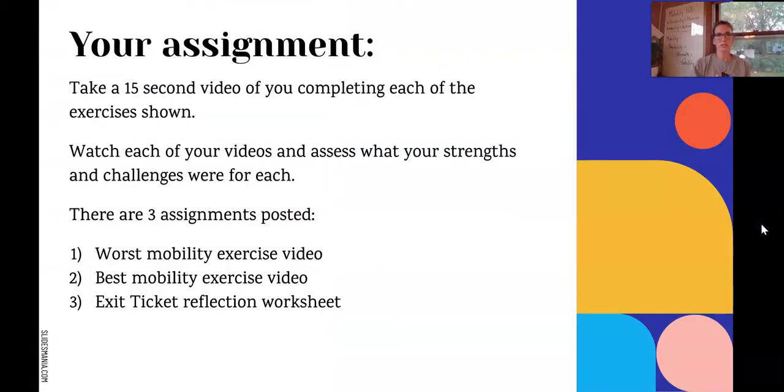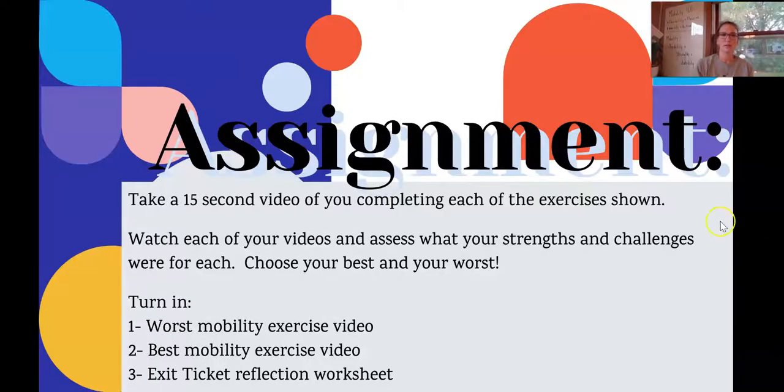So what you're going to do is take 15-second videos of you completing each of the exercises shown. Okay, then you're going to watch and figure out which one is your best one and which one is your worst one. Okay, so watch each of your videos and assess what your strengths and challenges were for each. And then you're going to choose your best one and your worst one. The one that you felt awesome doing, the one that you're like, oh my gosh, absolutely not. Or maybe it was just your worst one out of the 7.